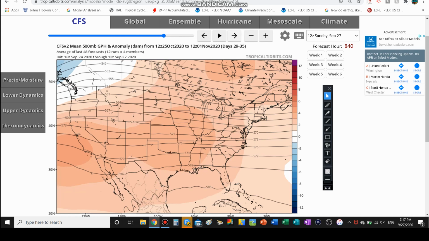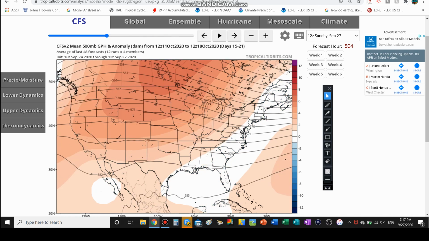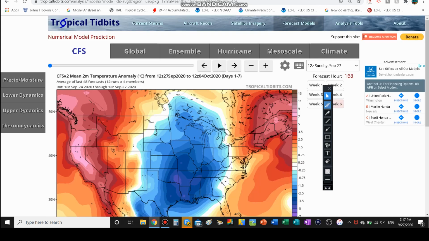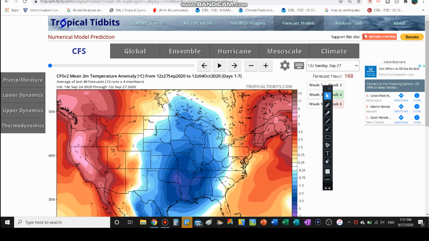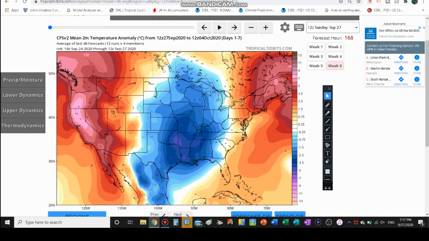But again, now we're getting a little bit farther out in time. We really shouldn't be so certain of that yet. We're focusing on basically the first week or first 10 days or so of October, now until then. So here's where the cold air is now. Not quite on the East Coast yet. It's more so in the central part of the United States.